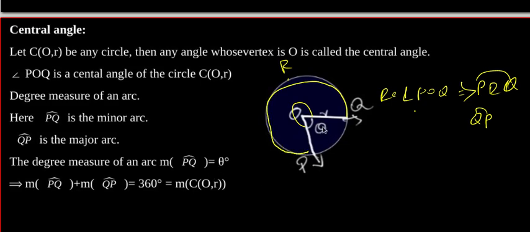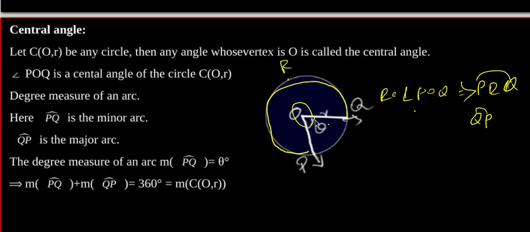The measure of the angle at the center is called the degree measure of the arc. It can be represented as theta. So measure of PQ and measure of QP together is 360 degrees. If this is theta, the remaining angle will be 360 minus theta. So measure of the circle C of O, R is 360 degrees. The sum of the whole angle is 360 degrees. That is the degree measure of the arc.